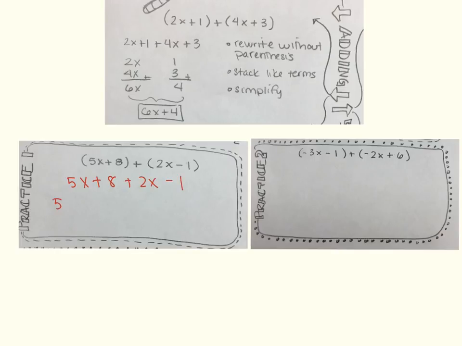I can stack 5x and 2x. I can stack 8 and -1. 5x plus 2x gets me 7x. 8 minus 1 is 7. So 7x plus 7 is our answer. Go ahead and do number 2. Write it without the parentheses, then stack the like terms, and then simplify those terms. And then you can check your answers with my answer sheet.